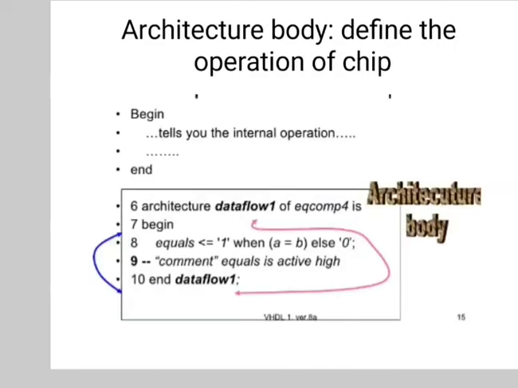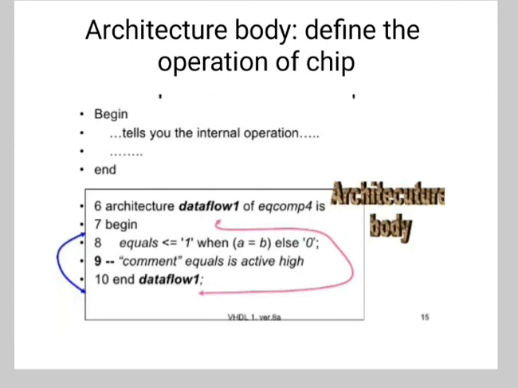Then the next part is the architecture body. Architecture body means it defines the operation of the chip. The architecture describes the design's behavior and functionality, that is the internal behavior of the entity. The architecture specifies the behavior, function, interconnections, relationship between the input and output of an entity. The architecture can contain only concurrent statements. An entity can have more than one architecture. So there can be no architecture without an entity.